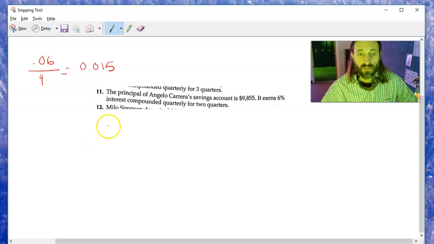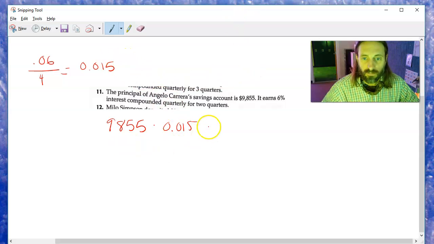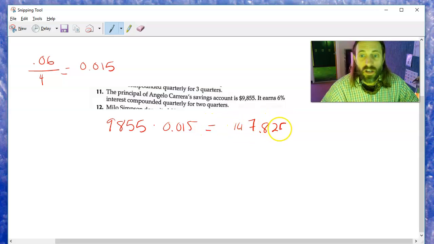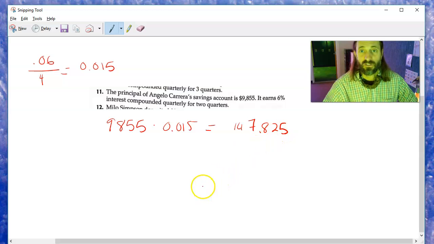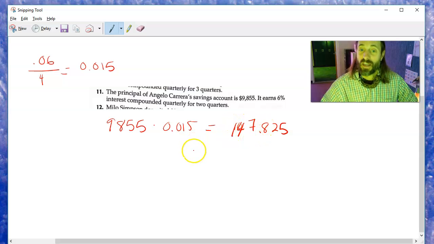So what I'm going to do here is multiply 98.55, the principal, times 0.015. And I do that on my calculator. 98.55 times 0.015, and I get 147.825. It's important not to round this number, especially in finance and mathematics. Don't round until the very last step. Sorry for the sloppiness. Now, that's at the end of quarter 1.